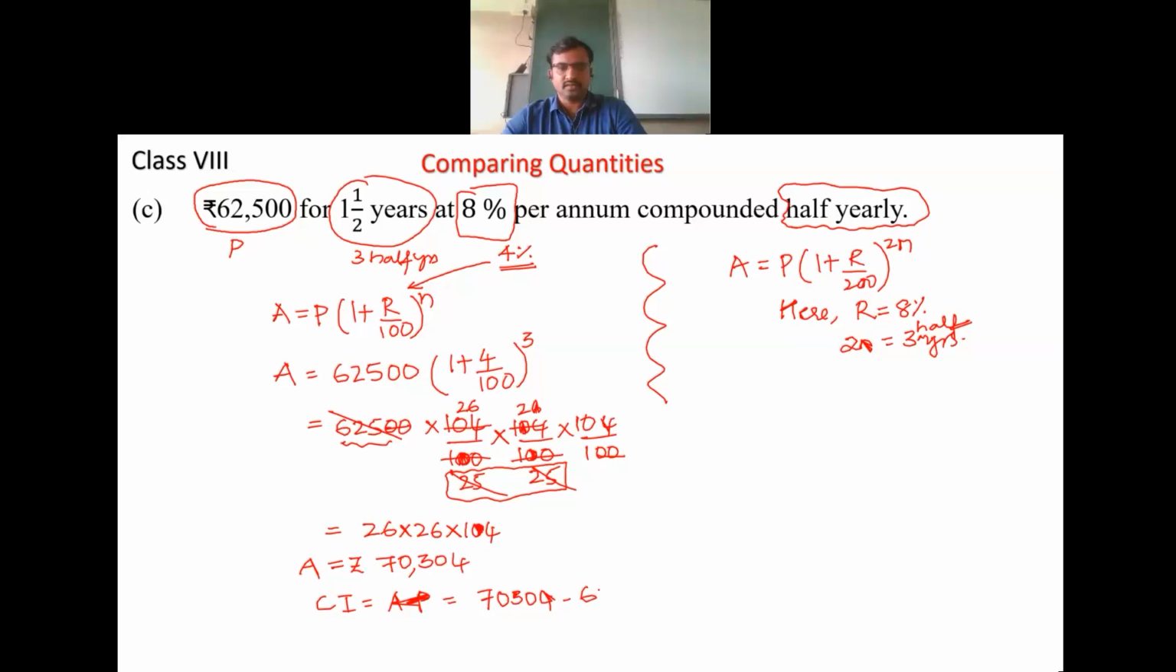Minus 62500. 7,804. 7,804. 804. Oh, it's easy. Yes, sir.